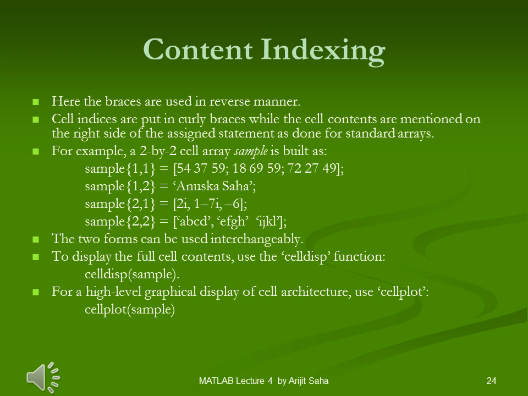So what is content indexing? Here the braces are used in the reverse manner. Cell indices are put in curly braces while the cell contents are mentioned on the right side of the assignment statement as done for standard arrays. For example, a 2 by 2 cell array sample is built as sample within curly braces 1,1 and simply that value we have to assign. Similarly, sample{1,2}, sample{2,1}, sample{2,2}. The two forms can be used interchangeably.